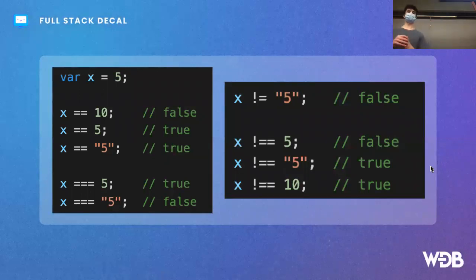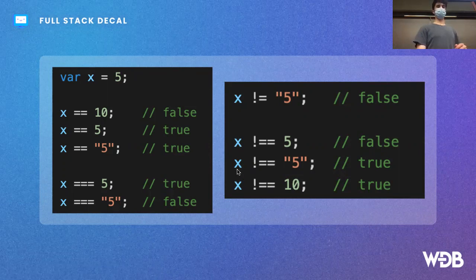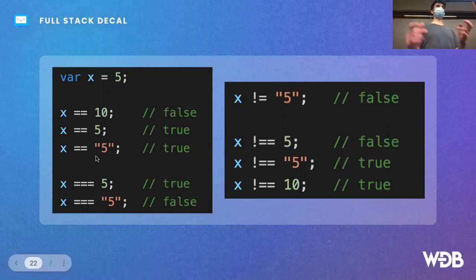So basically, let's say we have a variable x that's equal to 5. And then we're testing is x equals 10. Obviously, it's going to be false because 5 is not 10. And then we're going to say is x equals 5. That's true because 5 is 5. But then this is kind of weird in JavaScript. You can see 5 equals quotation marks 5. It's actually going to print true.